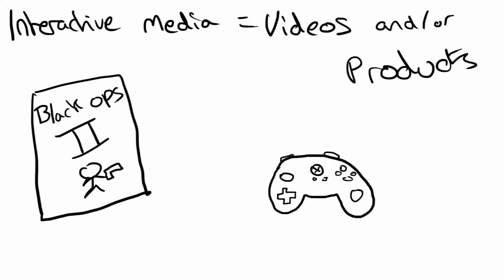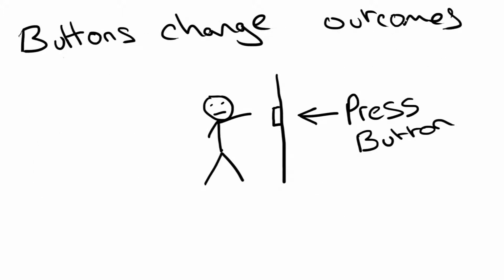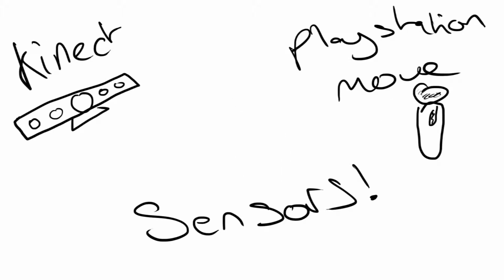Interactive media in modern times is often associated with videos or products which a user interacts with to affect how it works. This can be done with buttons that change an outcome, sensors to detect your movements, or pressure sensors. Gadgets and devices can use these to enhance a user's experience, such as with the Xbox's Kinect, which detected the area around the user, allowing them to control what is happening in the game with their entire body rather than a controller.